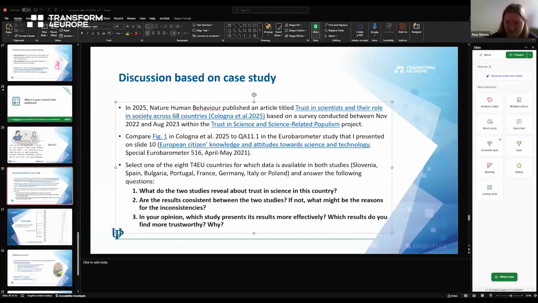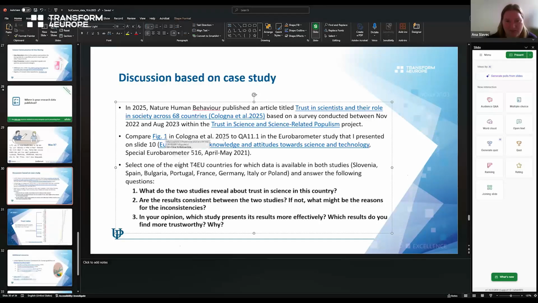So this is the article in Nature. I don't know if you see. The article, specifically this figure 1, I will add also the link to this figure. This is the 2025 study, and you look at the data for the country that you're coming from, or the country that you want to focus on, and then the second study I will provide.